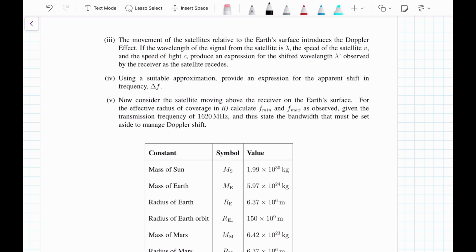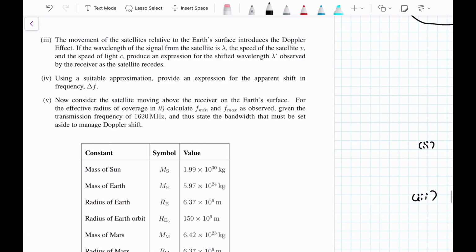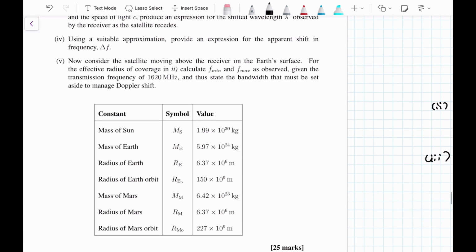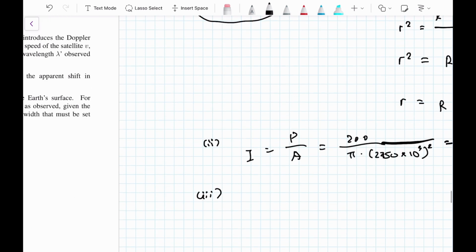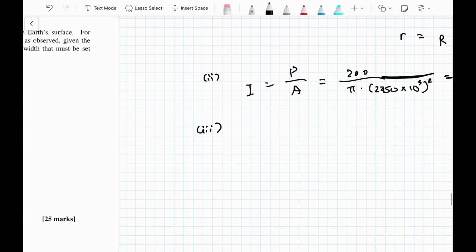If the wavelength of the signal from the satellite is lambda, the speed of the satellite v and the speed of light c, produce an expression for the shifted wavelength lambda prime observed by the receiver as the satellite recedes. Okay, so simply just use the Doppler effect to assess this situation. Well, first of all, we need to base our calculations around v is equal to f lambda.